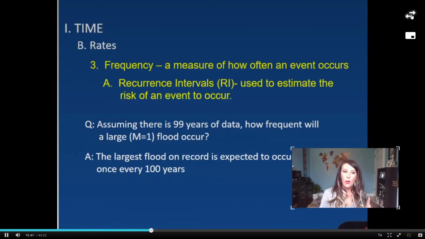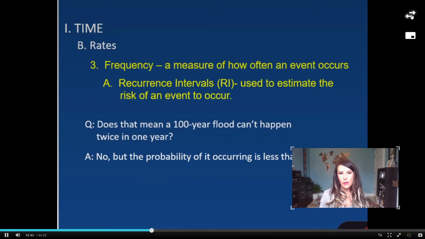So back to our question here, assuming there's 99 years of data, how frequent will a large flood occur? 99 plus 1 divided by 1 is 100. And what is this saying? The largest flood on record is expected to occur once every 100 years. Which leads us to our second question. Does that mean a 100-year flood can't happen twice in 1 year? And your answer, of course, is no. But the probability or the chance of a 100-year flood happening twice is less than 1%.